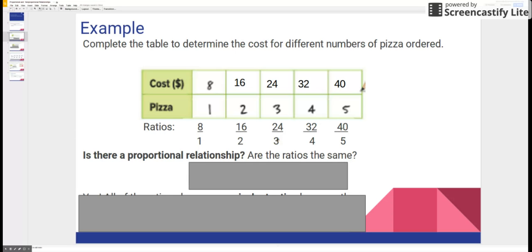What about 24 over 3? Yep, you can divide the top and the bottom by 3, and you get 8 over 1. Same thing with 32 over 4 and 40 over 5. They all end up simplifying down to 8 over 1.